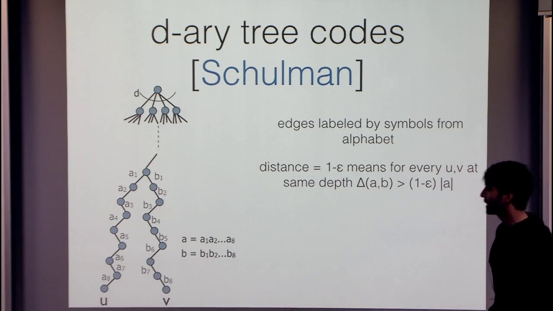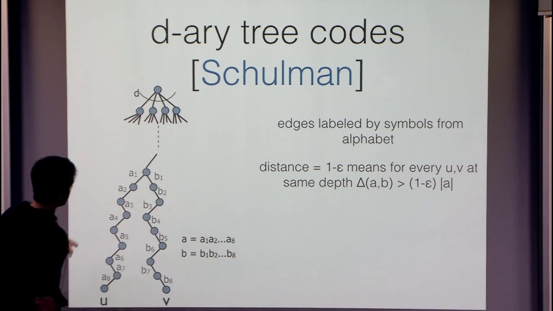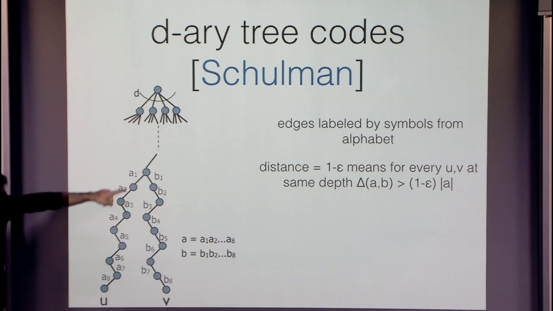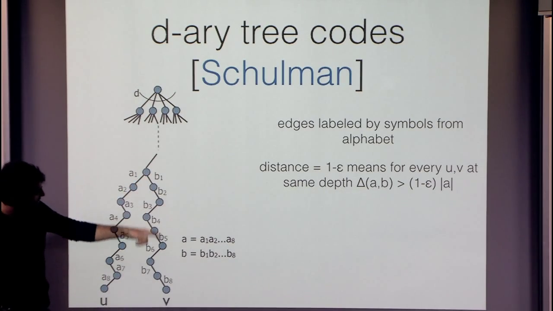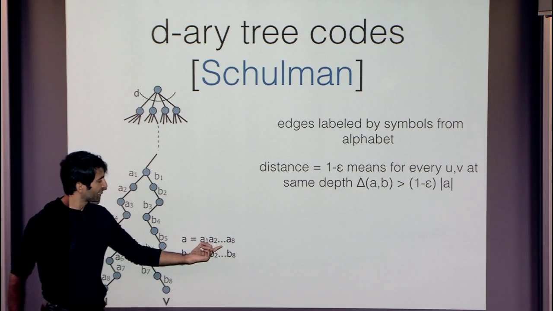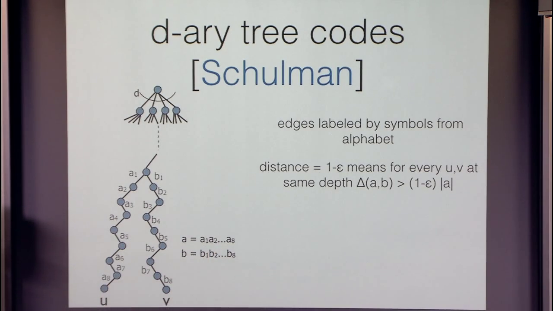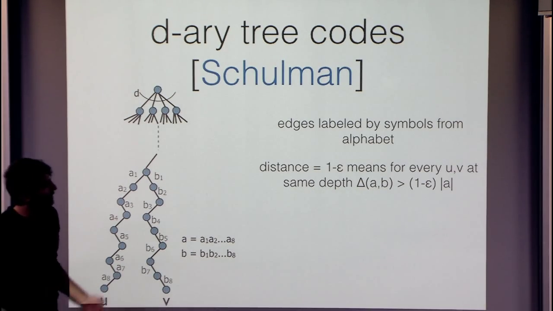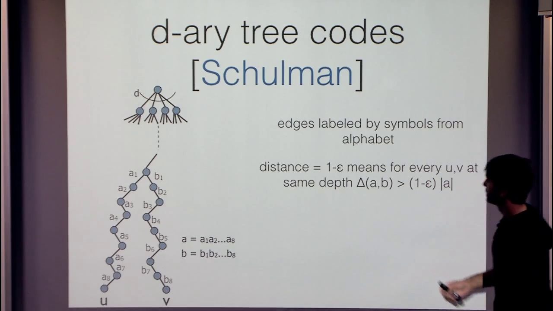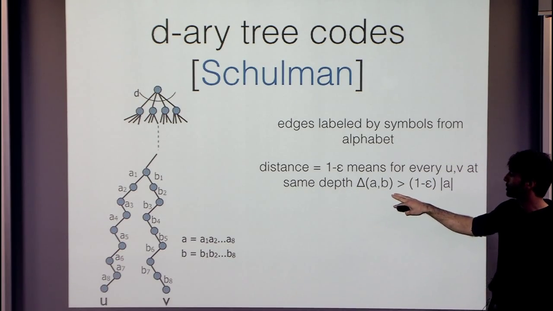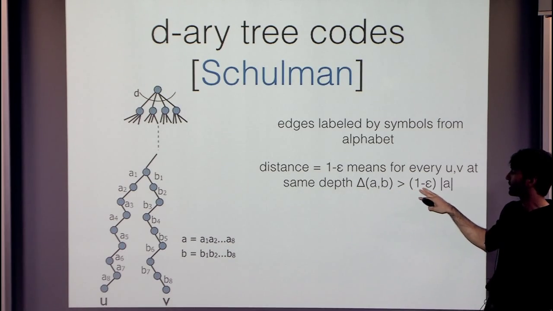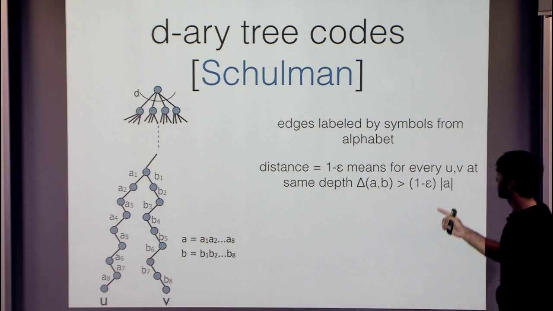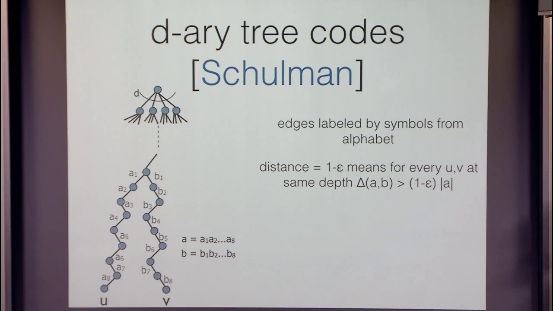Okay. So take any two vertices u and v which are at the same depth, and look at their common ancestor here. And then if you look at the labels from that ancestor to u and that ancestor to v, and then just write down these labels as a string, the Hamming distance between these two strings must be large. Okay? So the distance of the code is 1 minus epsilon if the relative distance between these two strings for every such u and v is at least 1 minus epsilon. It means the Hamming distance between a and b is at least 1 minus epsilon times the length of a and b.